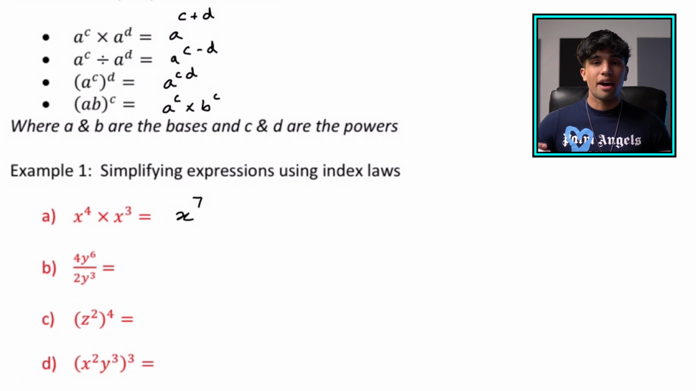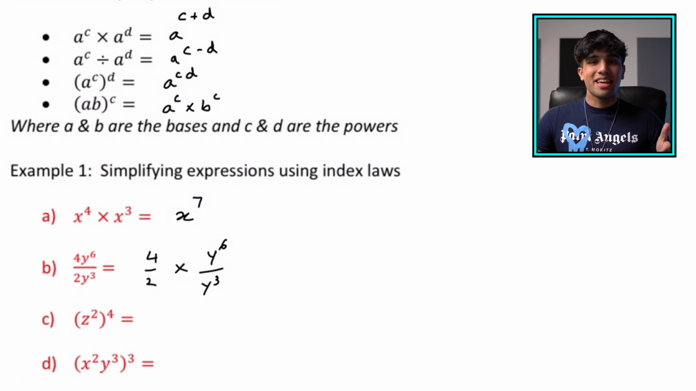In part B, we have a fraction with some numbers in front of them. An easy tip that you guys can do in these kind of scenarios is to move the numbers outside of the fraction. For example, in this case, I take out 4 over 2 and I multiply that by y to the 6 over y to the 3. We can split our fraction in 2.